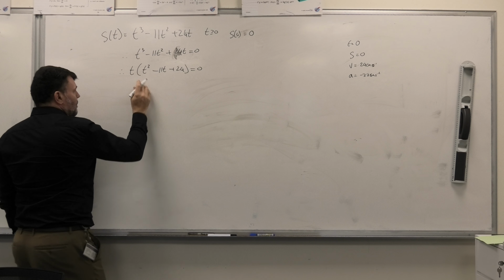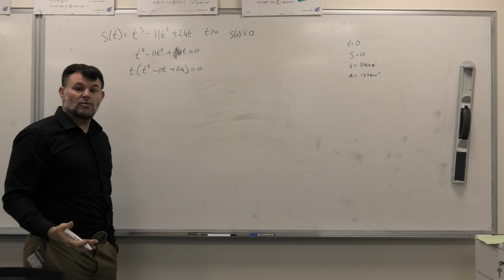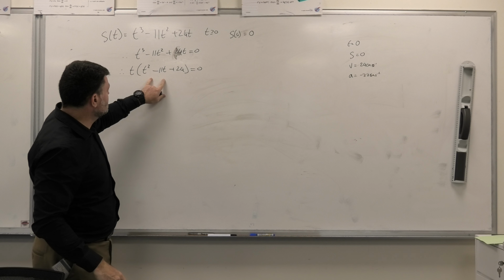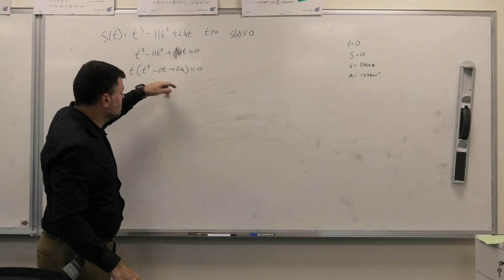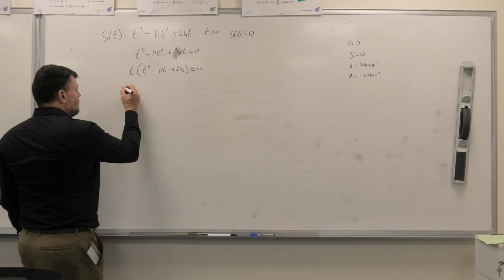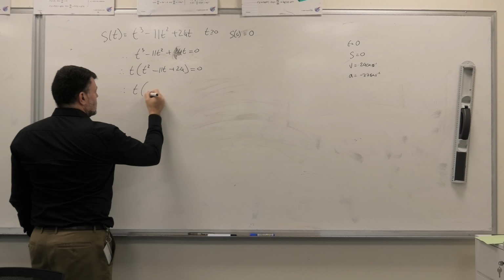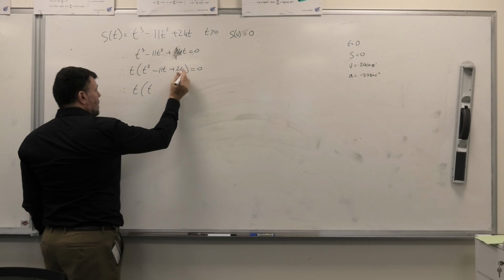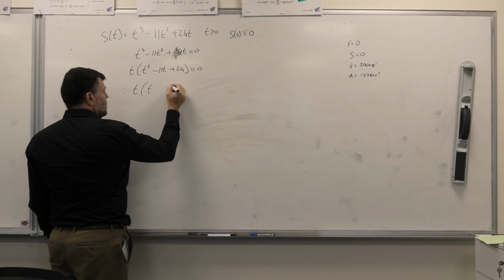And now I've got something in the middle that I can actually factorize. Let's check if I can factorize with the null factor law. Two numbers that I can multiply to give me 24 and add to give me negative 11, yep, I can do that. So therefore, I can say that I've got t, two numbers that multiply to give me 24 and add to negative 11.